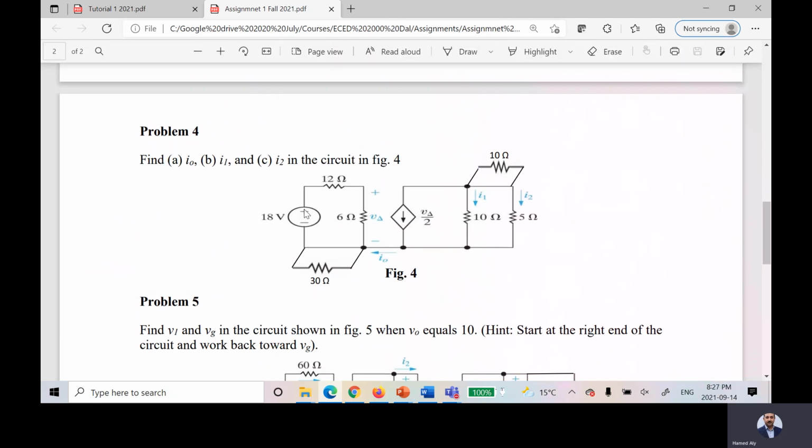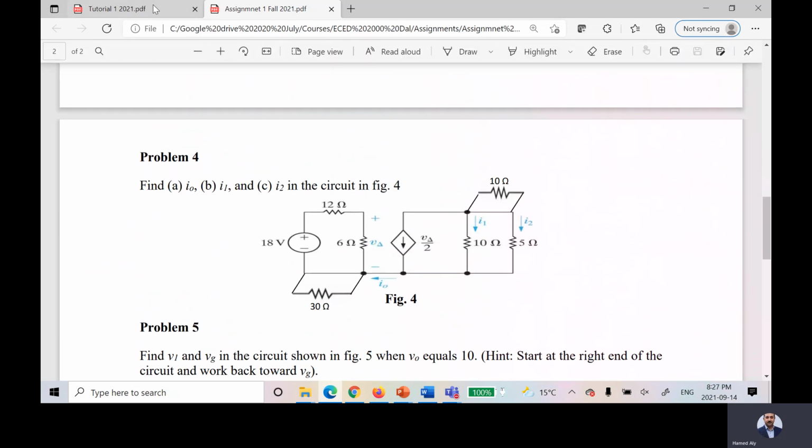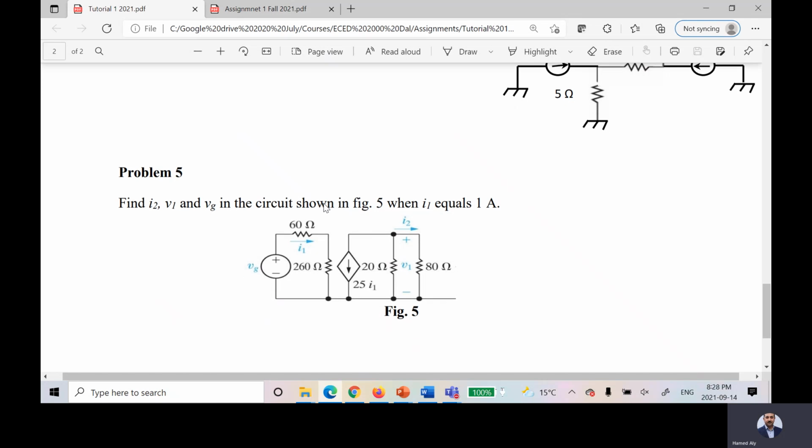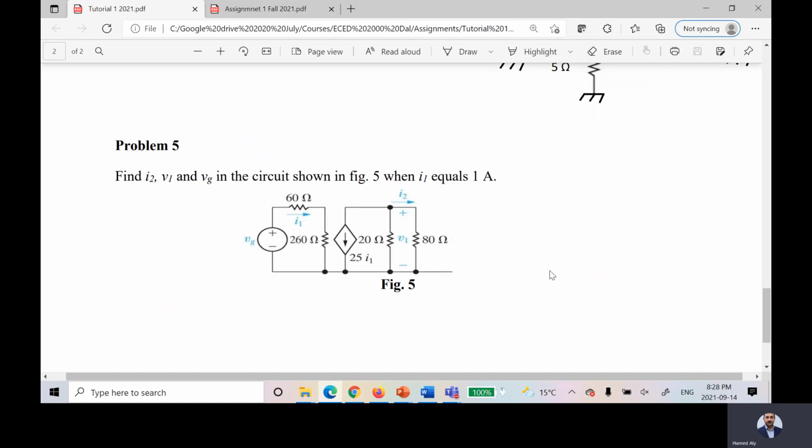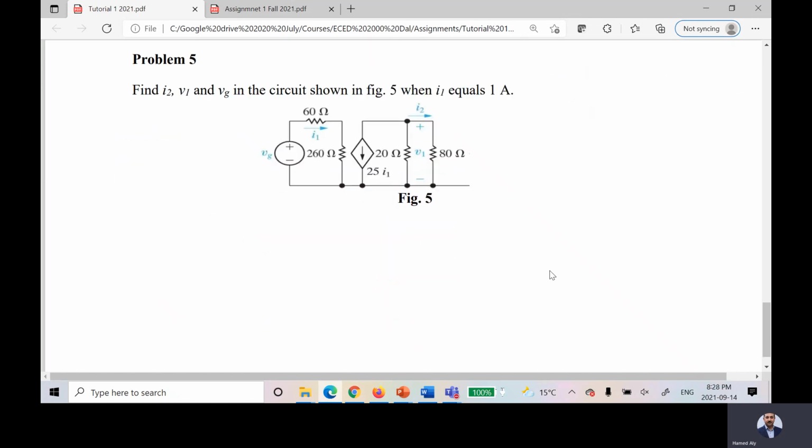So I will continue talking about the rest of the problems. I still have problem number 5. I don't know if we have time to talk about it or not, but we can talk about it tomorrow or after tomorrow. That's okay. But before leaving, I would like to talk about the lab. I didn't complete talking about the assignment in the tutorial. I will complete that probably by tomorrow.